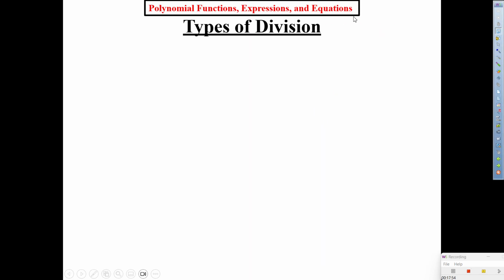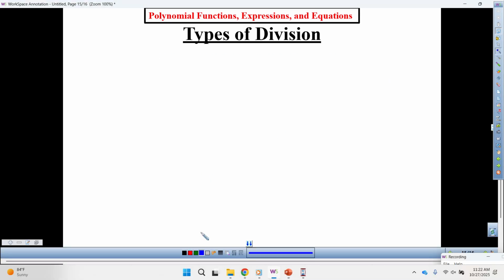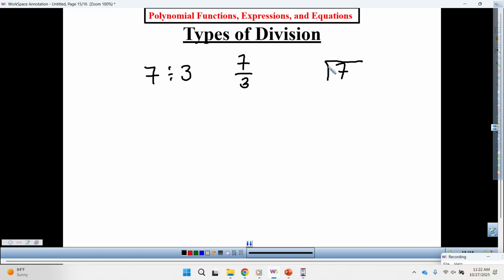Look up to the screen. Writing utensils down. Let's see. We have, how about 7 divided by 3? Yeah? Is the same as 7 divided by 3? Yes? Is the same as 7 divided by 3. You guys remember these? Yes? All right, here we go. Just in case you forgot.